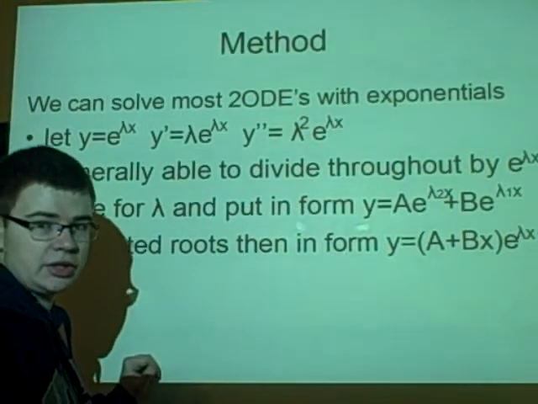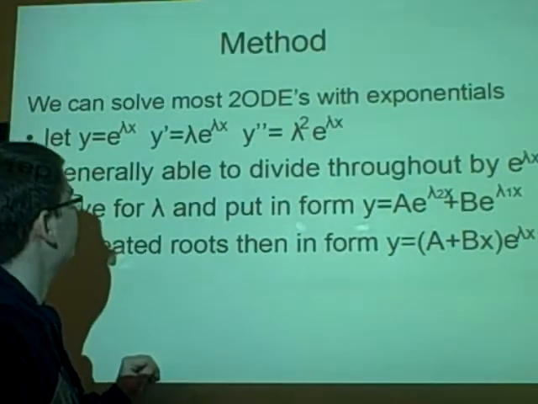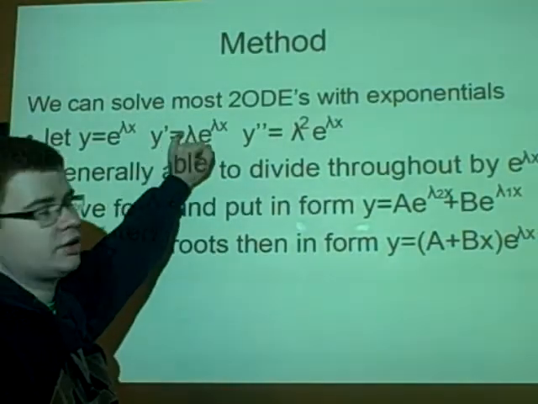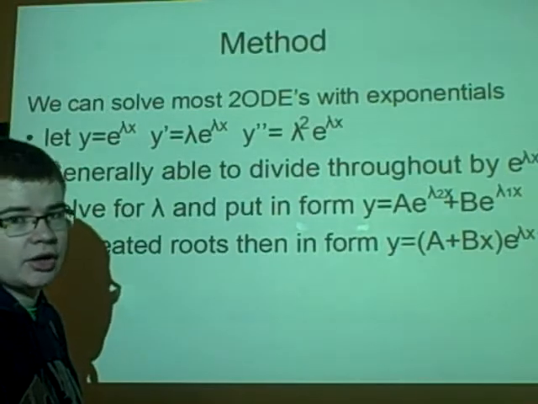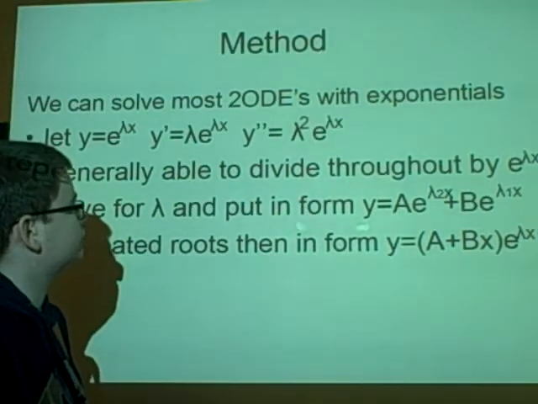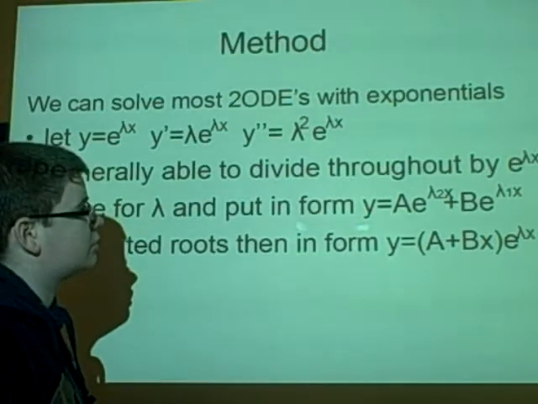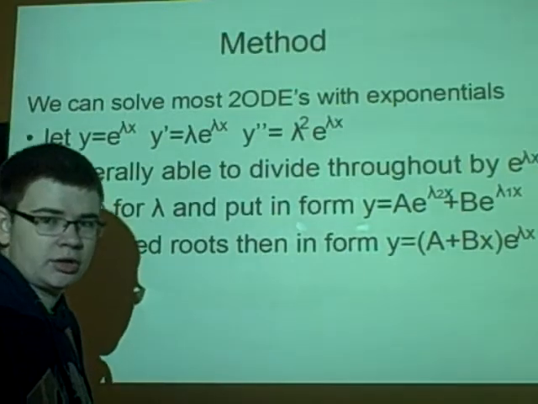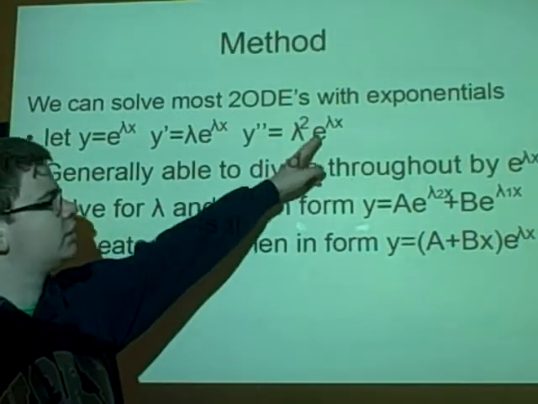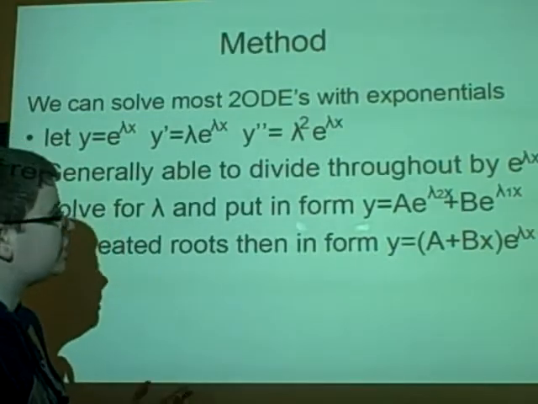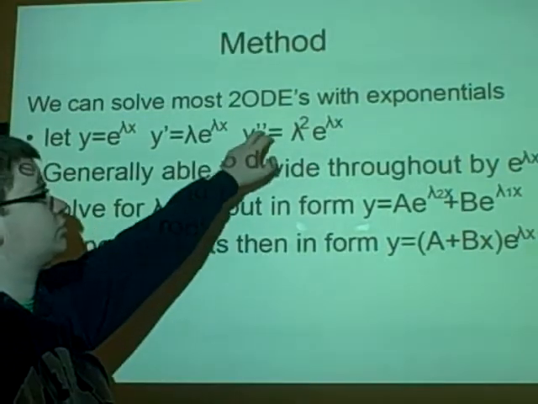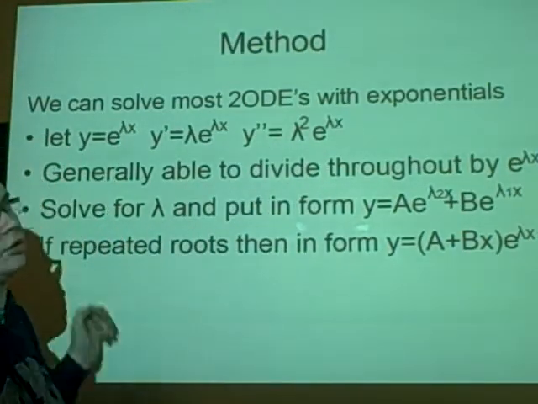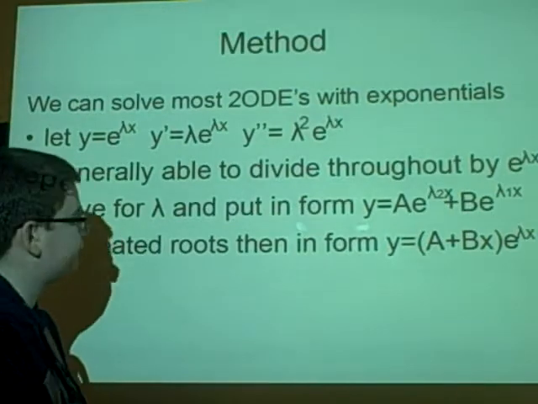And to solve these, we first let y equals e to the lambda x. If we differentiate, we get y' equals lambda e to the lambda x. Then we do it again, and we get lambda squared times e to the lambda x. Then we substitute this into our equation, and generally all these e to the lambda x's will cancel, so it's basically just like substitution. If it has a double dash, you substitute lambda squared. If it has one, you do lambda, and if it has none, then you just substitute the value 1.